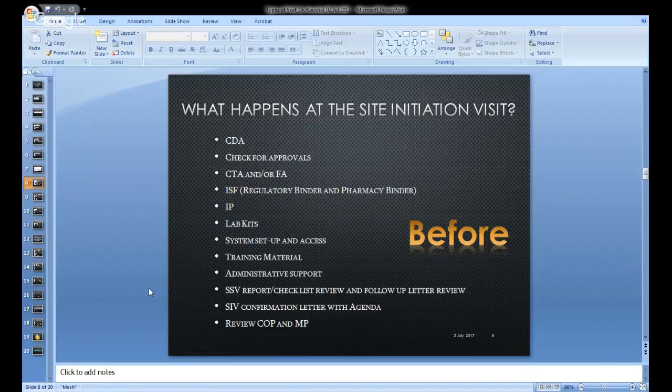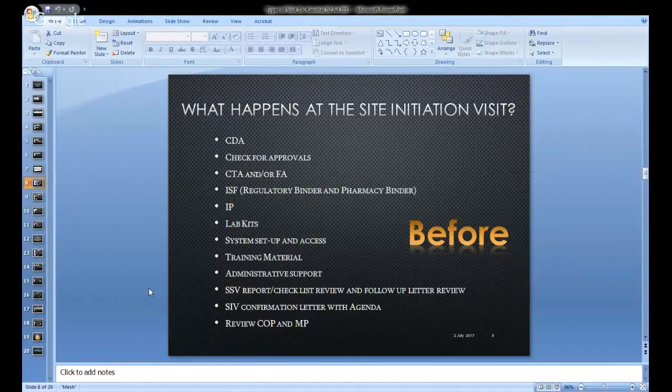So ensure that this particular file is sent across to the site before your site initiation visit, as you would be training them on ISF. You will be discussing the logs. Maybe we can see it when we are talking about the site initiation visit.